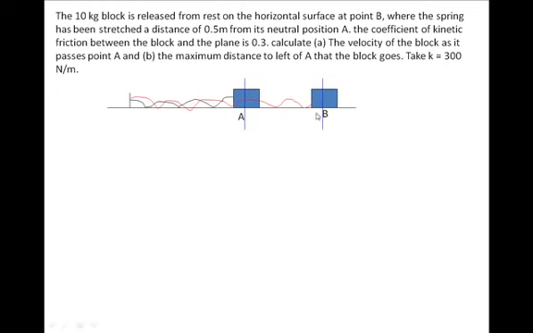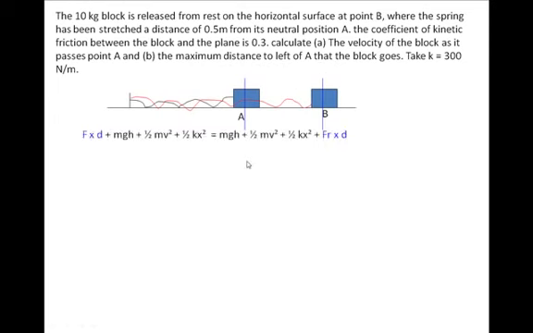Now understand the phenomenon. When I stretch this from A to B and leave it, obviously the block will start going towards the left. It will pass position A. At that time we want to know the velocity, that's part A. And it won't stop at A because it has velocity in the left direction. It will go on. The spring will resist it, so at some point it will stop. They want to know where: the maximum distance to the left of A that the block goes.